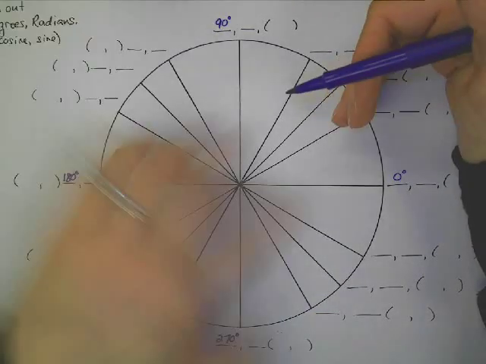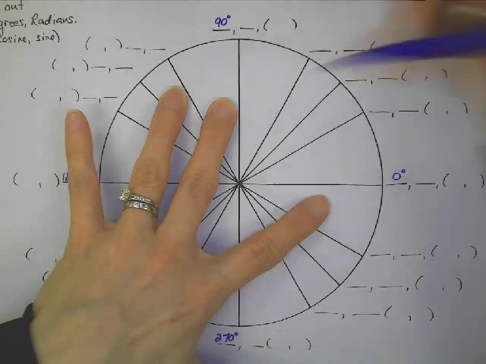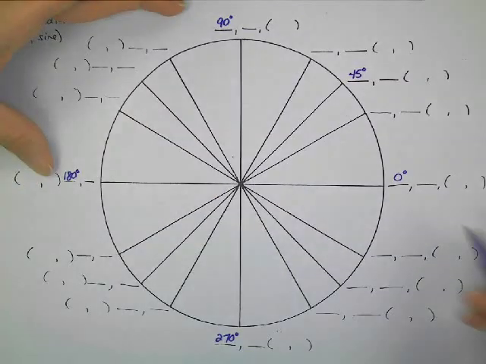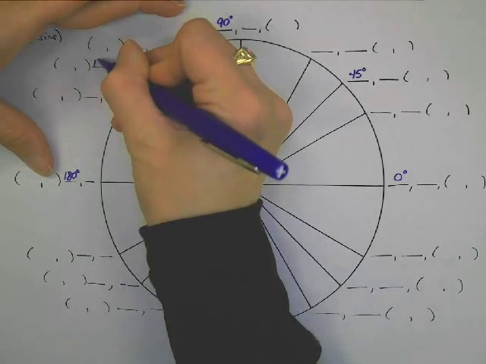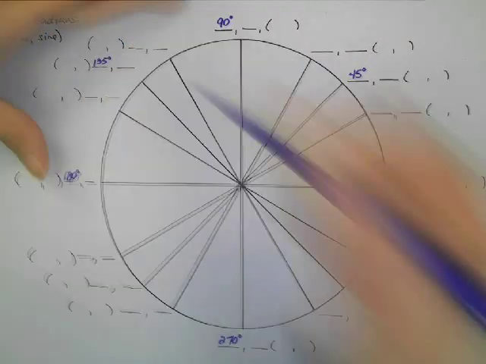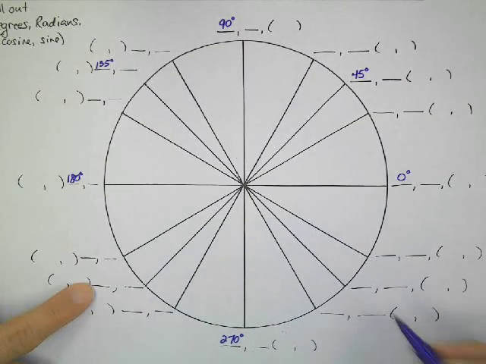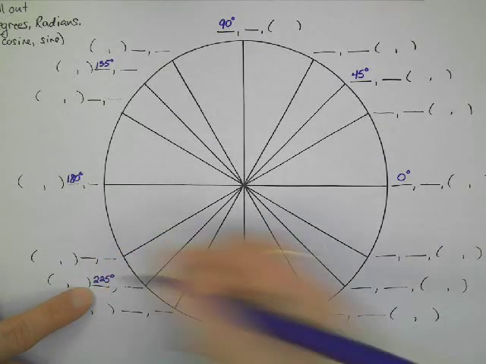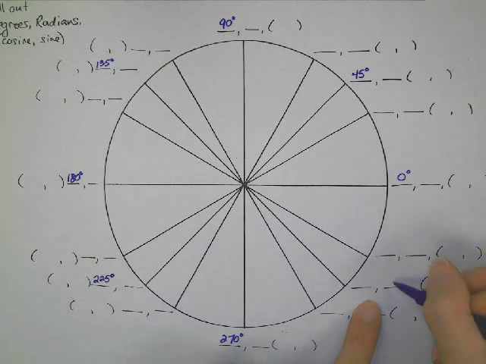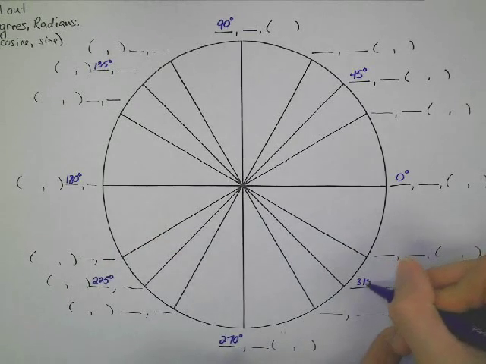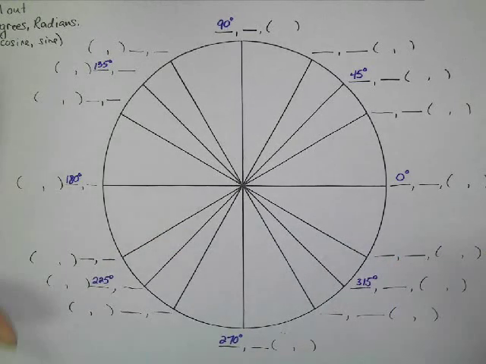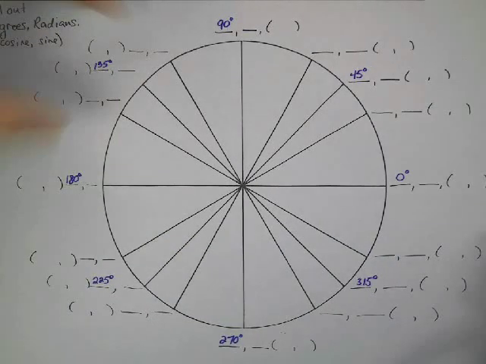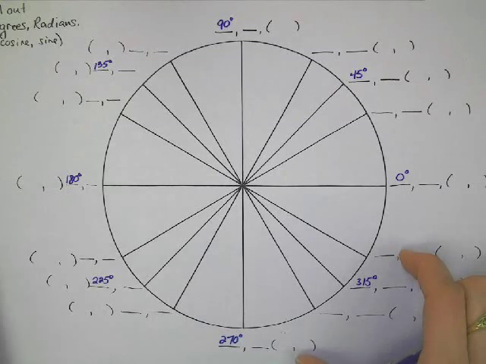Let's do the 45s. Between 0 and 90, halfway down the middle is 45 degrees. Between 90 and 180 is 135 degrees. Between 180 and 270 is 225 degrees. And here is 315 degrees. So, when you're looking at this, you've got the double digits, the 100s, the 200s, the 300s.